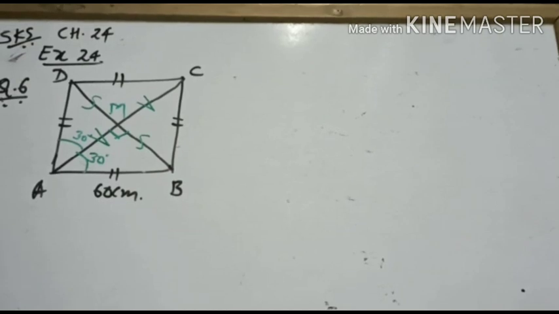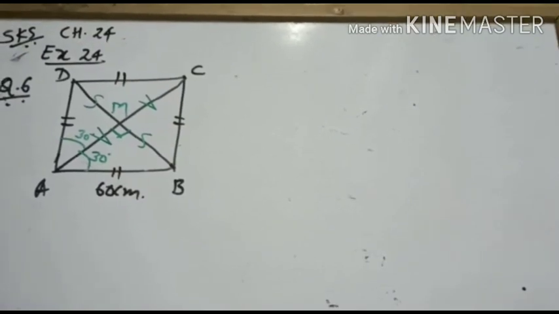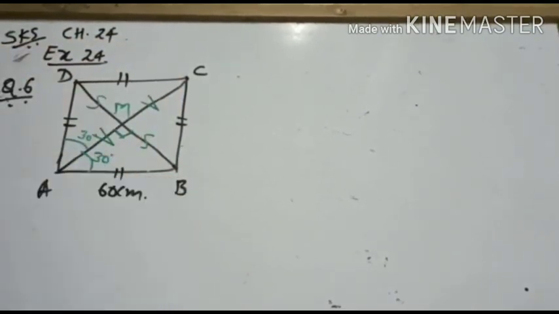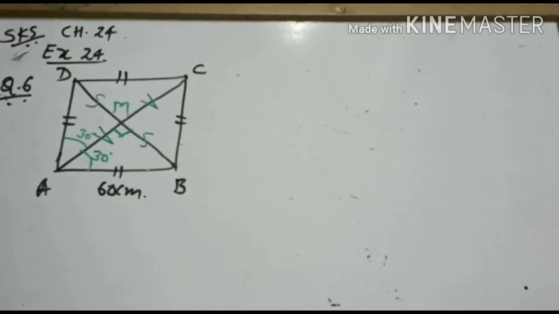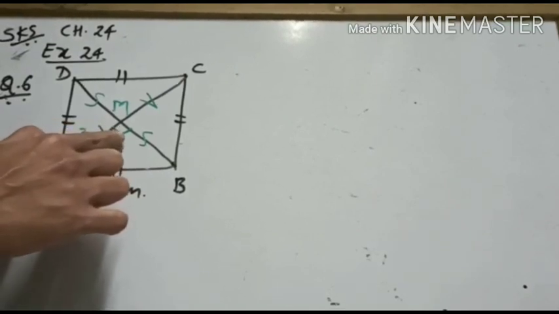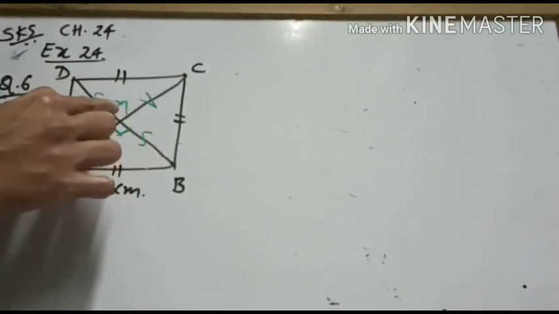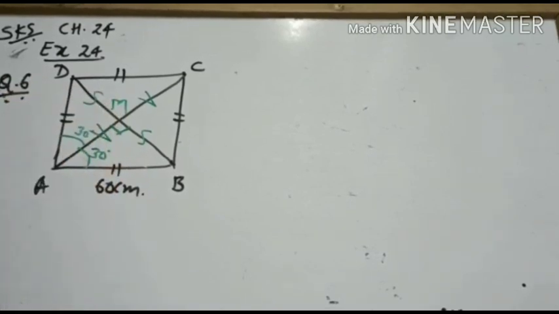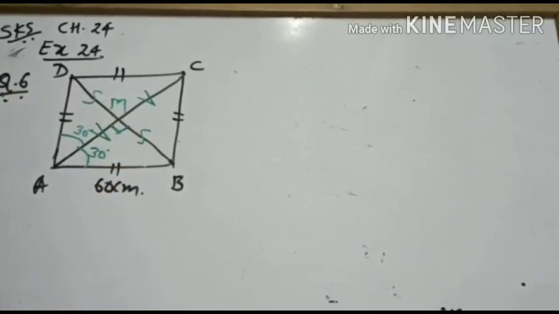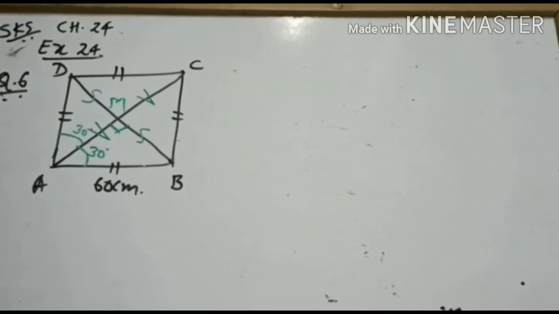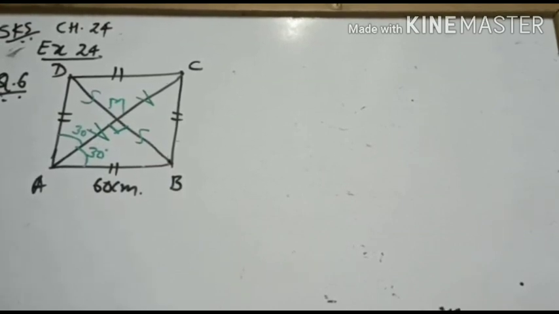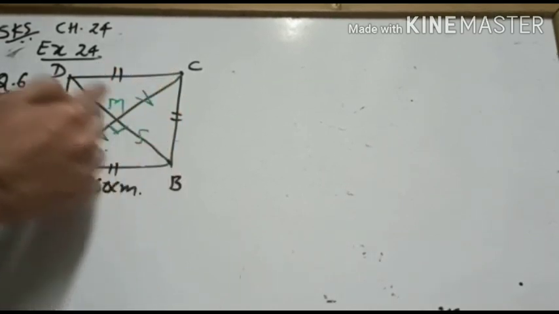So we have recalled two properties of a rhombus. I am reminding you: one, the diagonal of a rhombus bisects the opposite angles, and two, the diagonals of a rhombus are perpendicular bisectors of each other. That means they intersect making an angle of 90, and the point where they intersect is the midpoint of each diagonal. Having said this much, the question says that we are supposed to find the length of AC as well as BD.